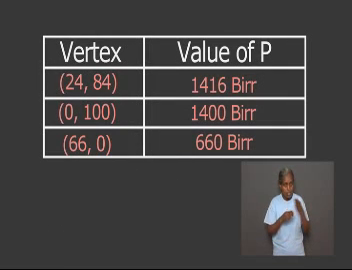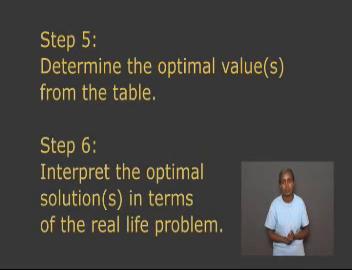Step 4 is to create another table, adding a column for the values of the vertices and another column which substitutes these values into the objective function. We are now able to determine the optimal value from the table. The correct answer is the point at 24, 84.